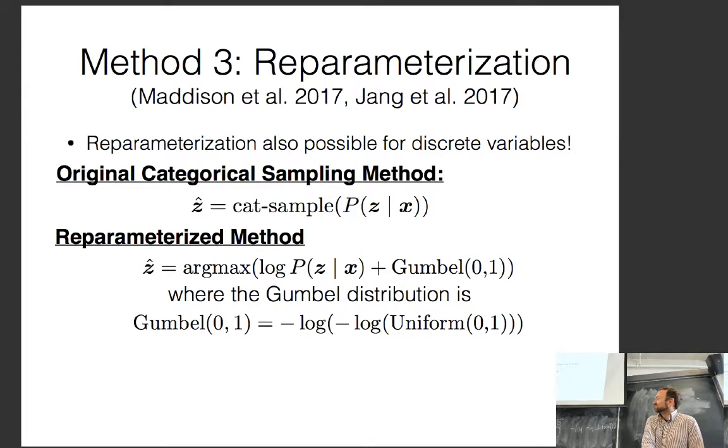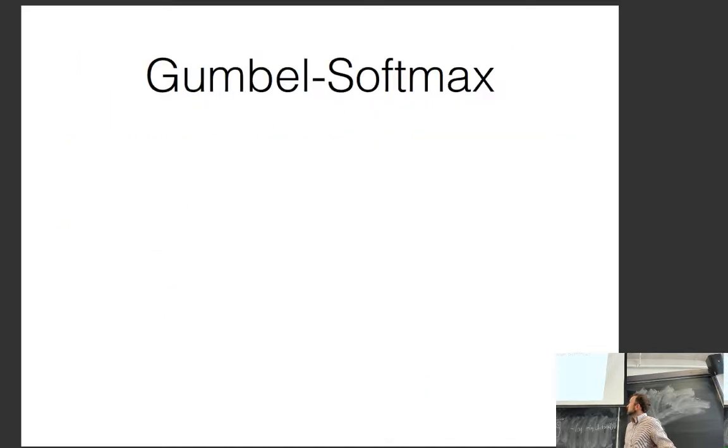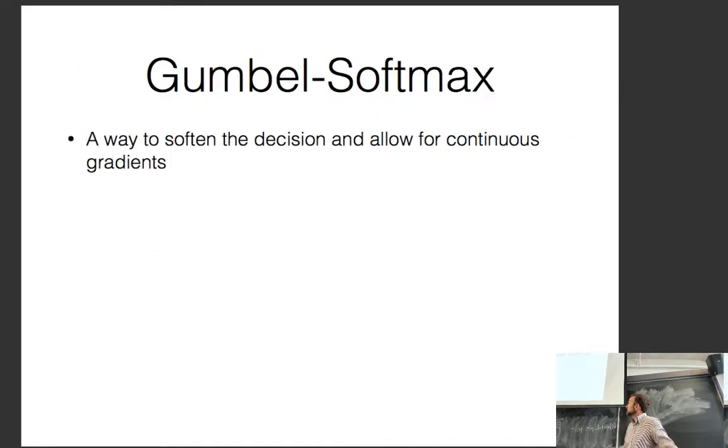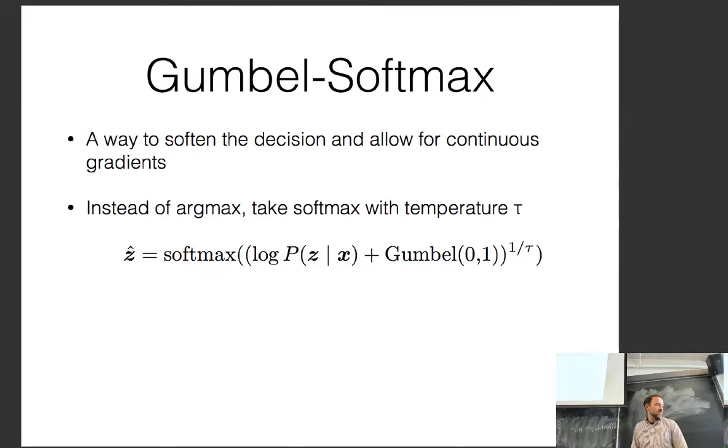Oh, I actually had that on the slide. Good thing I got it correct. Otherwise, I'd be very embarrassed. But still, the backprop is not possible due to the argmax. So the idea is to use something called the Gumbel-Softmax, and it's a way to soften the decision and allow for continuous gradient. So simply, instead of the argmax, you take the softmax with a temperature parameter.